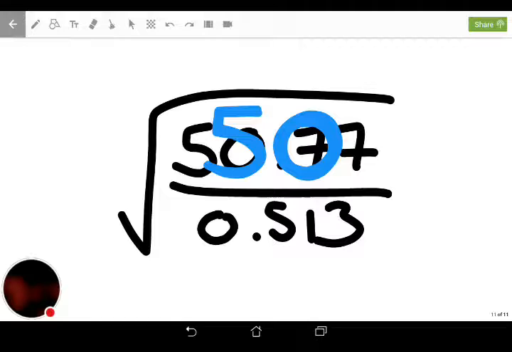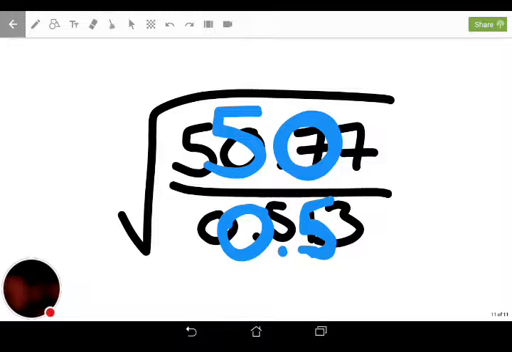0.513 doesn't become 1. What it does become, because here's my first significant figure, I need to look at this one. The 1 tells me to round down, so this becomes not 0.513, it becomes 0.5.